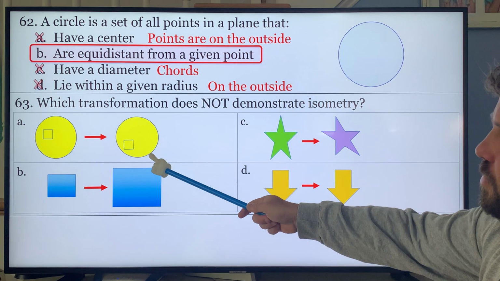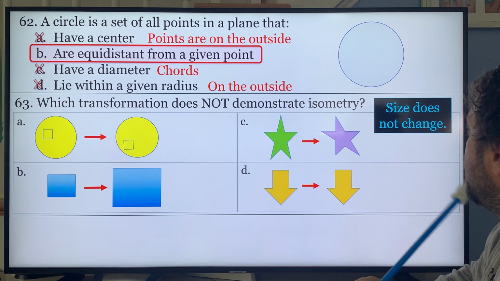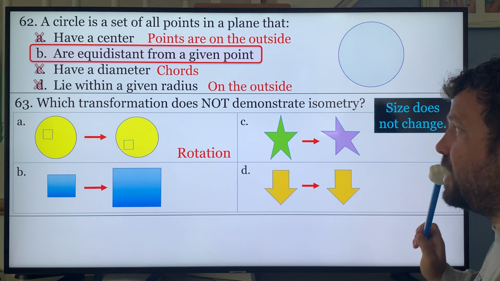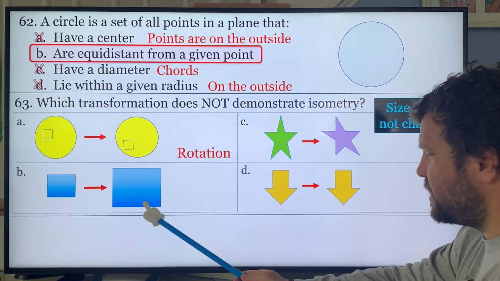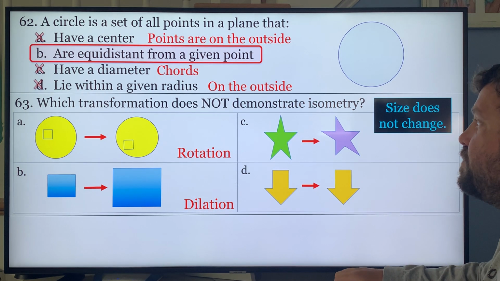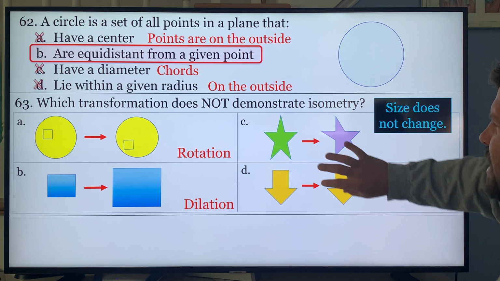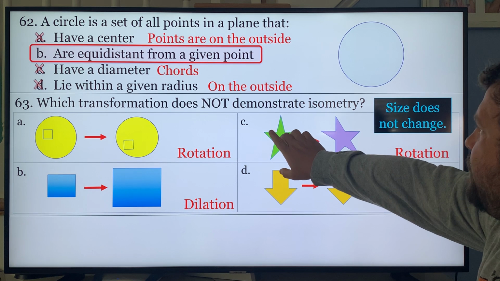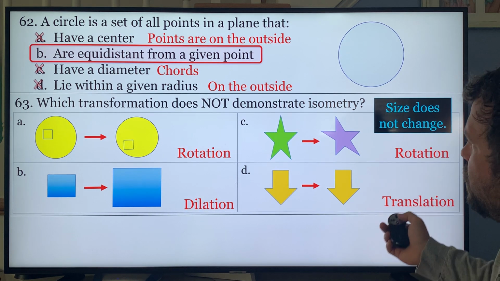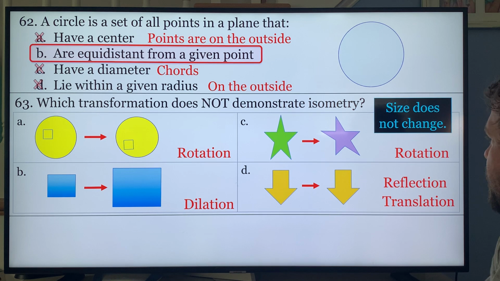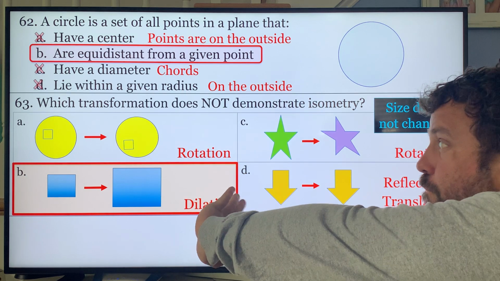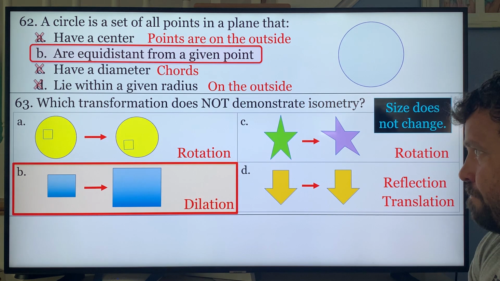So, first one. Does the figure change? No. Size does not change. This is just simply a rotation. You're rotating it, probably about 270 clockwise. What about B? Does the size change? Yes, it does. So that one is a dilation. What's this one? Kind of stretching it, right? No, this is actually a rotation. If you rotated this, it looks like that. What's this one? That's a translation. So, which one don't we like? Oh, this is also a reflection. The dilation. The size changes. B is not an isometry. Right?